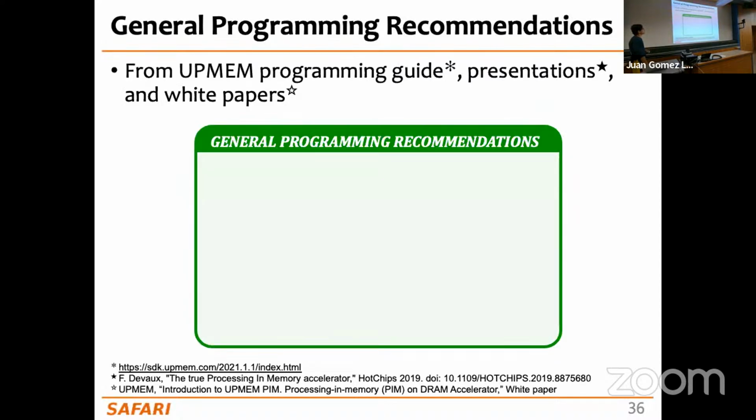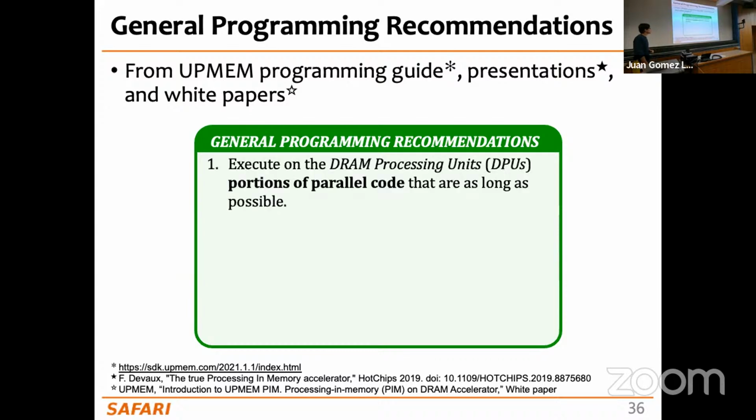General programming recommendations. It's good to have something for a start, right? Because otherwise it's going to be more difficult to find the right configuration, or the right distribution of workload. So it's pretty useful to have some general programming recommendations from the beginning. For example, the first one: execute on the DRAM processing units portions of parallel code that are as long as possible. And I think that it's a recommendation that naturally makes sense.